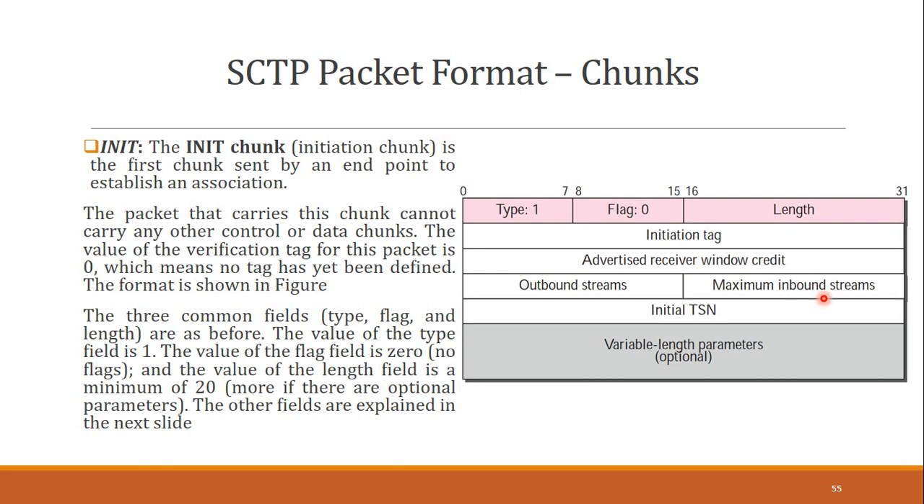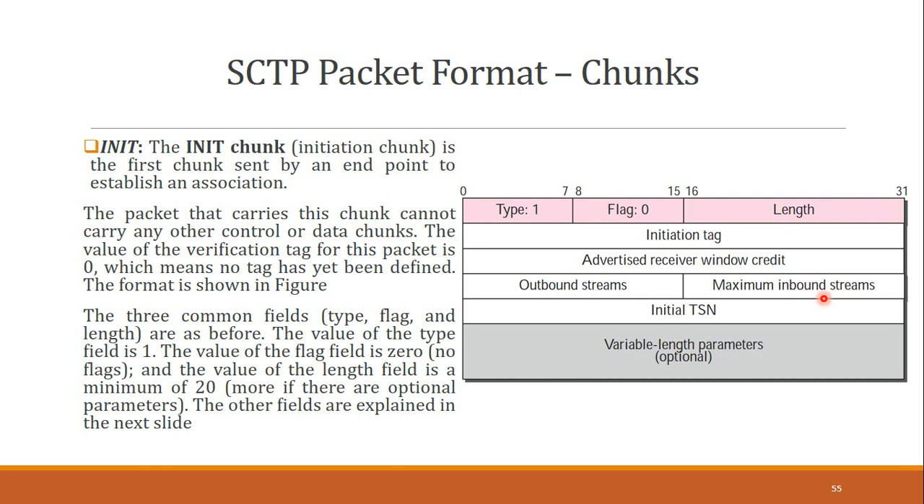Initial TSN. This 32-bit field initializes the transmission sequence number, that is nothing but TSN, in the outbound direction. Note that each data chunk in an association has to have one TSN. The value of this field is a random number less than 2 raised to 32.